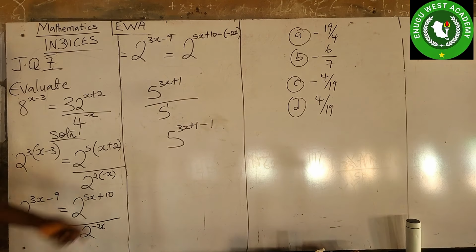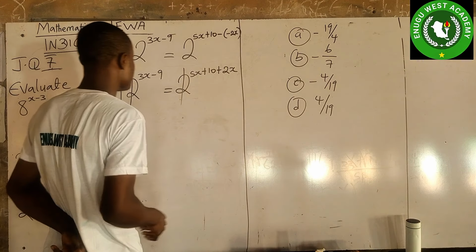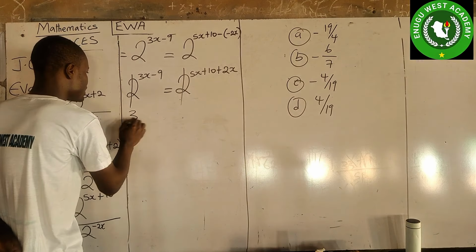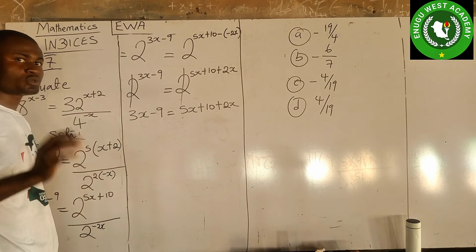So we can have 3x minus 9 equals to 5x plus 10. Now minus times minus is what? Plus. Then you now write 2x. 5x plus 10, minus times minus is plus. Write your 2x. Now you can equate the power by cancelling the base. So we are going to have 3x minus 9 is equal to 5x plus 10 plus 2x.